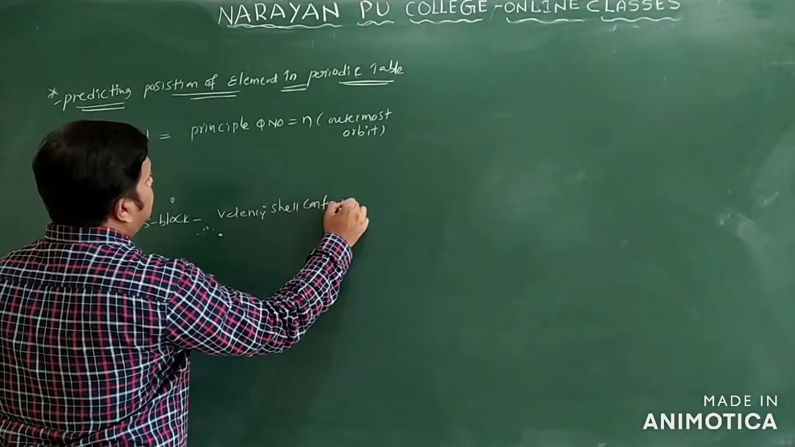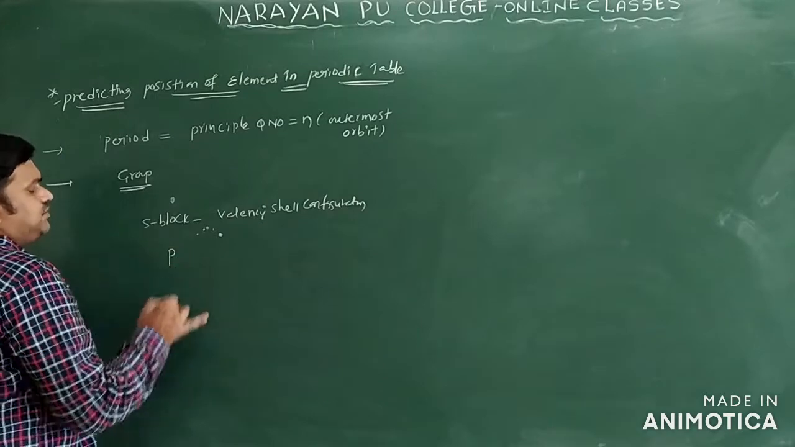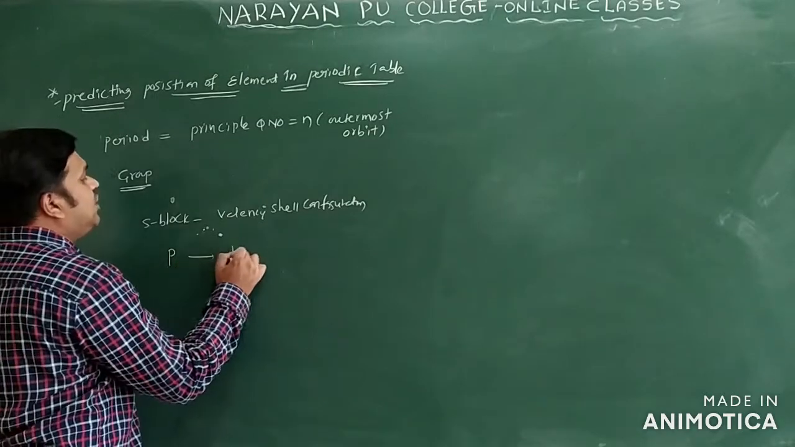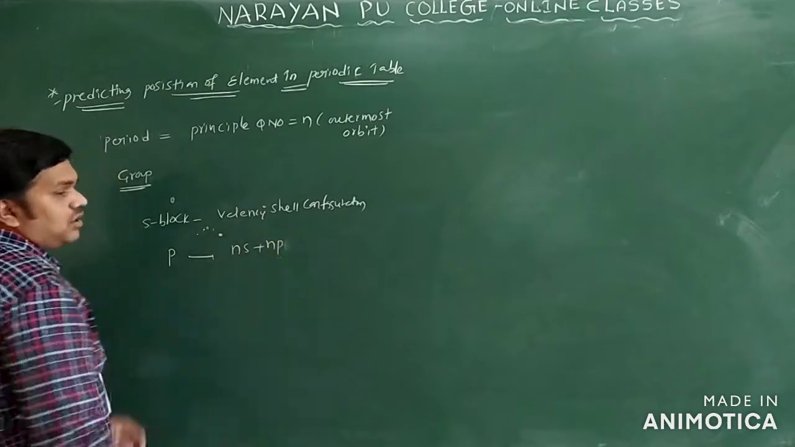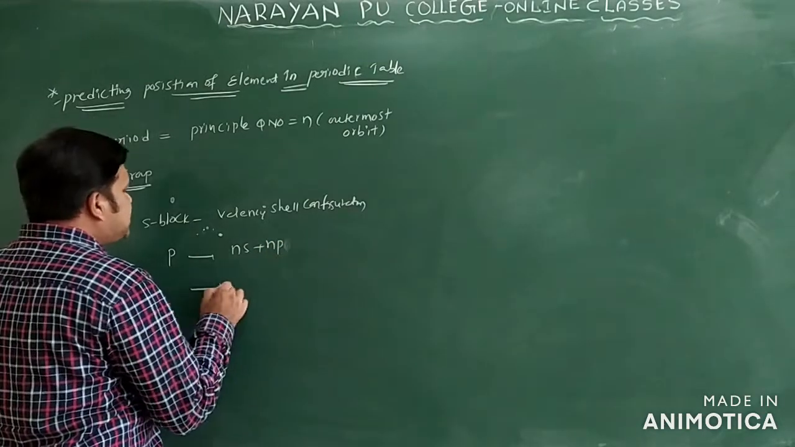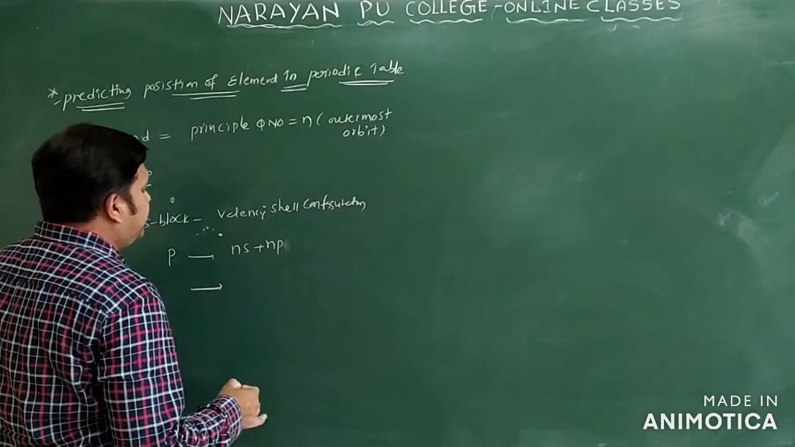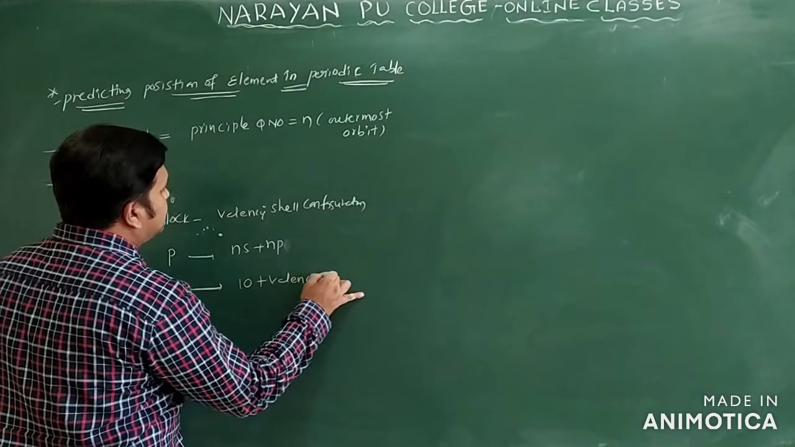Valence shell configuration only. If it is a p block element, then we can add ns electrons and np electrons only. So suppose you are writing ns and np electrons, you will write 10 plus valence electrons only.